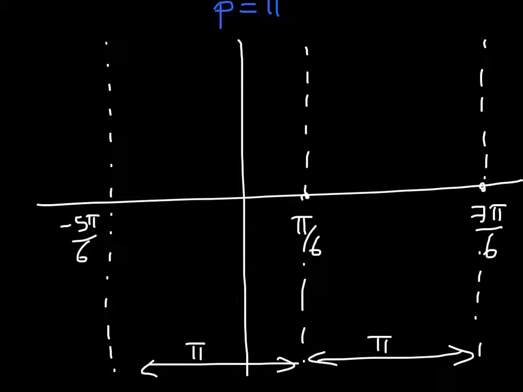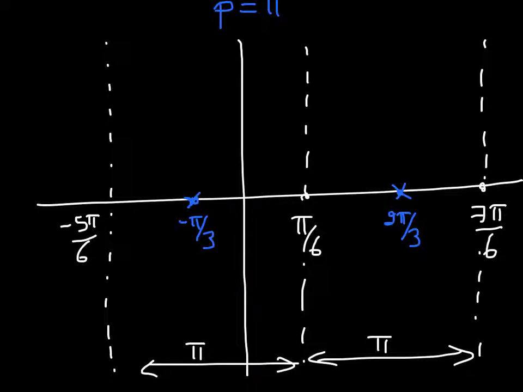The first thing we're going to do, we locate the midpoints. The midpoint of this interval right here is 2 pi over 3. That's going to be an x-intercept. And the midpoint of this interval right here is negative pi over 3. And that will be my x-intercept as well.